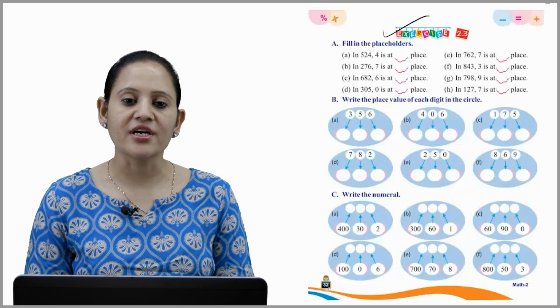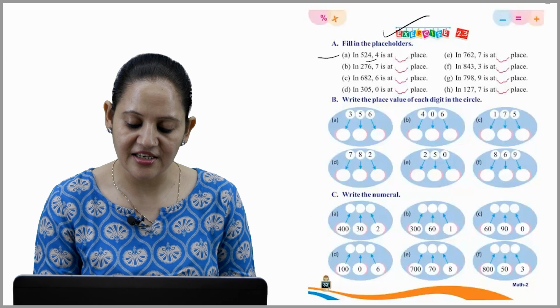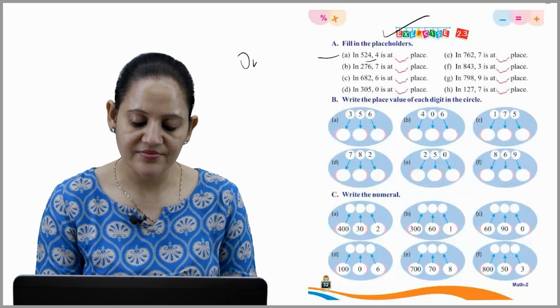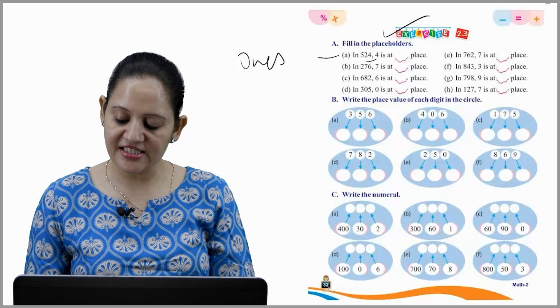Next is exercise 2.3. Fill in the placeholder. In 524, 4 is at, where? At the ones place. So write here ones place. Clear? Practice all the questions of this exercise.